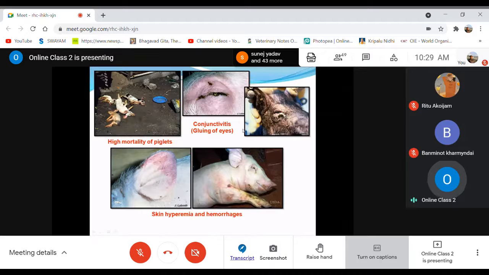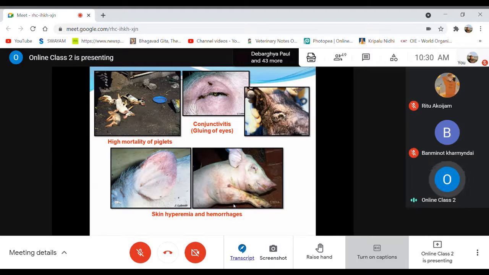Then high mortality used to be always in the young piglet, and the skin. The very typical sign in this form is skin hyperemia, I mean severe congestion as well as hemorrhagic lesions on the skin. Mostly behind the ear, the tips of the ear, then on the ventral portion of the body, the armpit region, the thigh and all of these things, right?